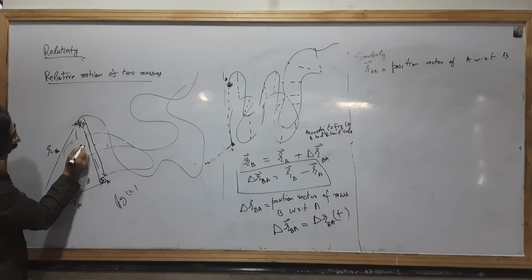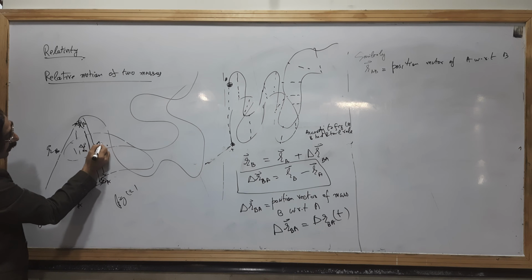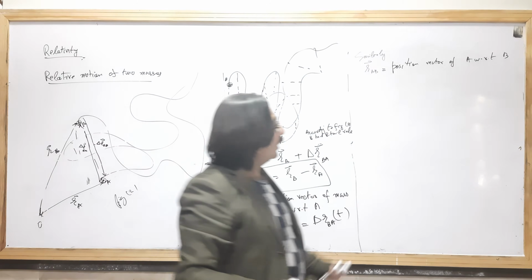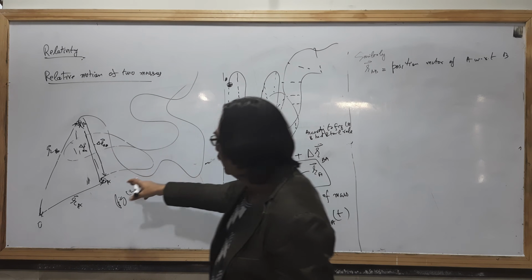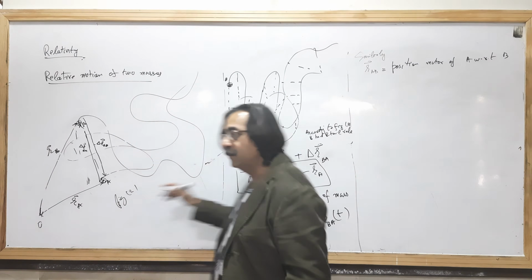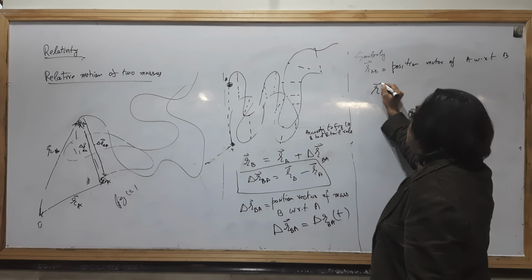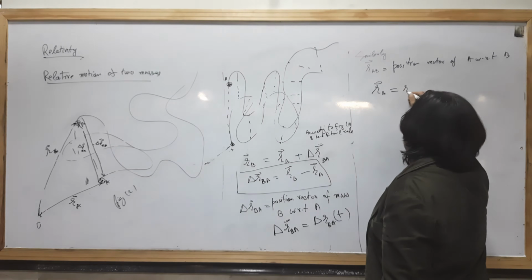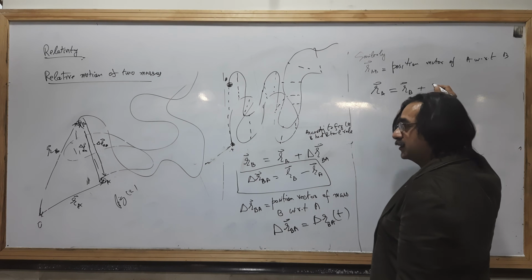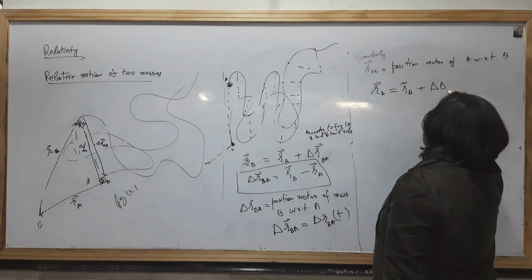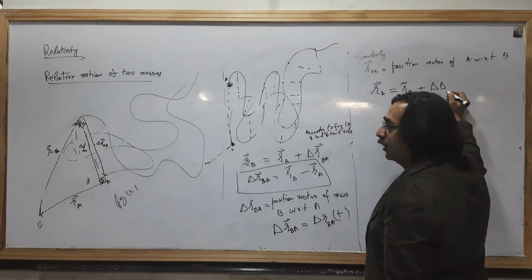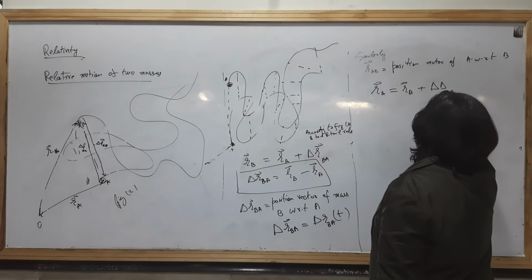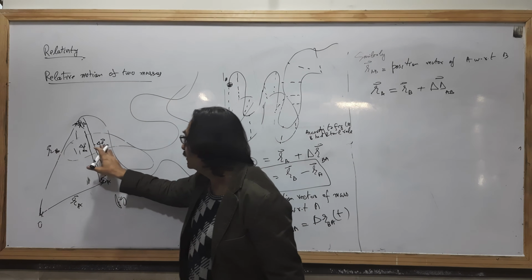This was delta RB and this will be delta RAB. This direction will be opposite. According to the head and tail rule, now RA will be the resultant, and RB will be the component. RB plus delta RA.